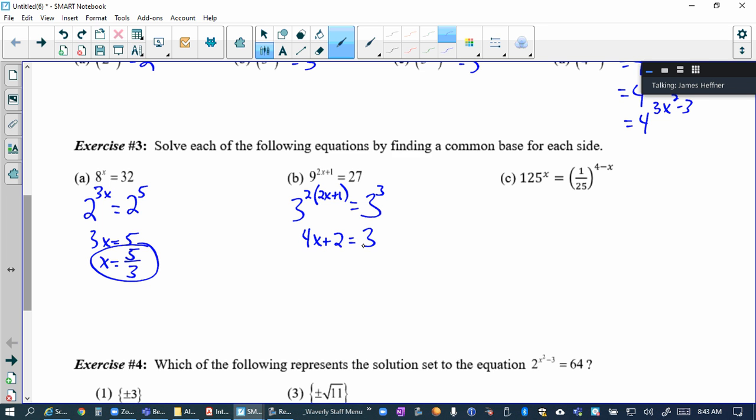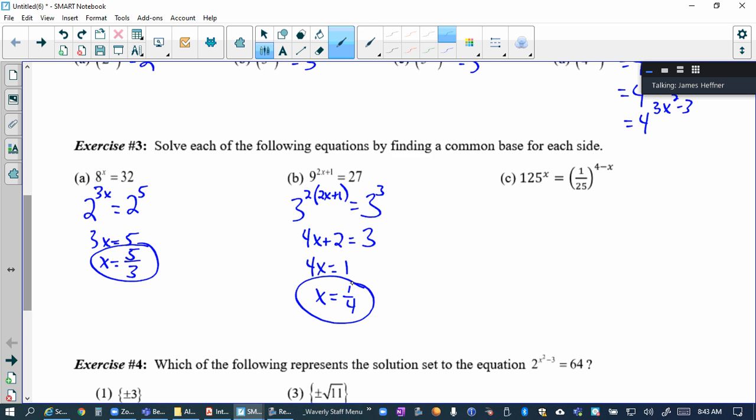Equals 3, right? So if I lose somebody, say something, okay? Subtract 2, we get 4x equals 1. Divide by 4 to get 1/4. x equals 1/4. Does anybody have any questions on that? So you've got to think in your brain, right?